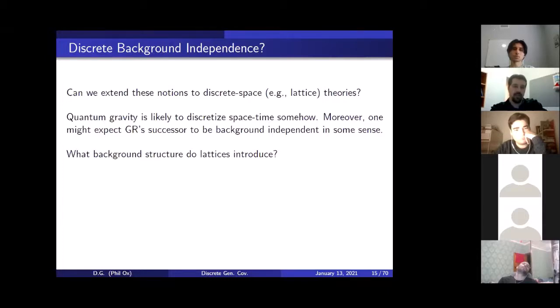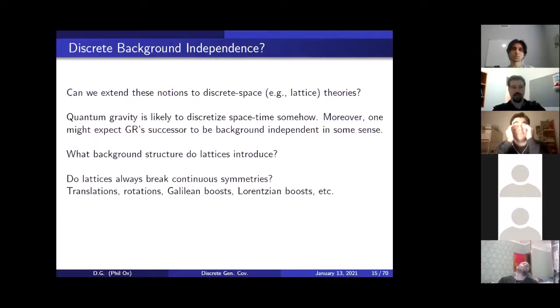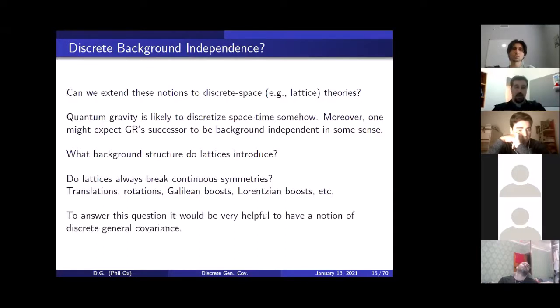And so the question might be, what background structures do lattices introduce if we have a lattice theory? And do lattices always break our continuous symmetries that we might like our theories to have, like translation, rotation, boosts of all kinds? I mean, diffeomorphisms are a continuous symmetry. Are we not allowed to have any of that when we have a lattice theory? To answer these questions, it would be helpful to have a notion of discrete general covariance, right?